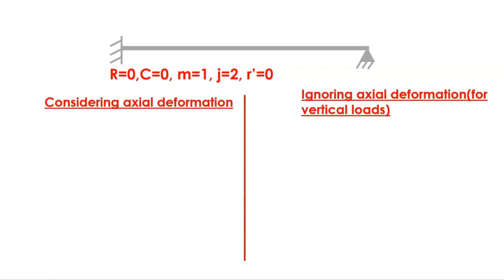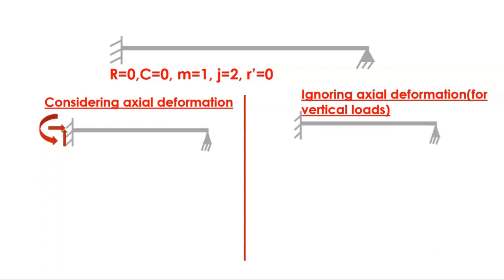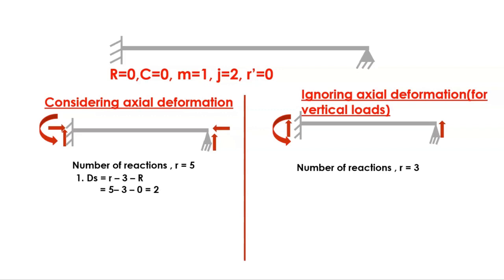Now we consider axial deformation and ignore axial deformations for vertical loads. These are the two cases. We note down the reactions. We know that fixed end has 3 reactions. Hinged end has 2 in the case of axial deformation, and when we ignore, fixed has 2 and a hinged has 1. So the total number of reactions coming in the first case is r equals 5. In the second case it is 3.